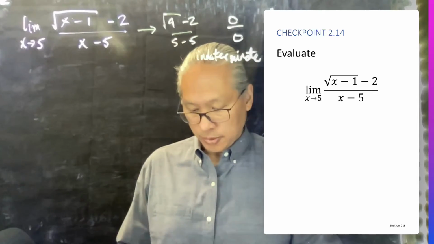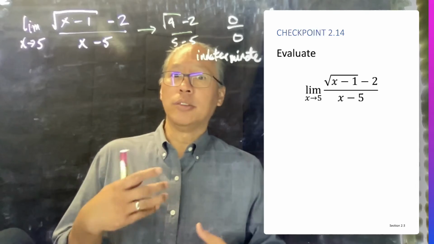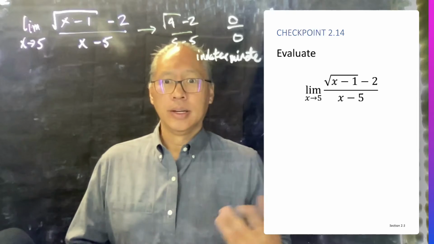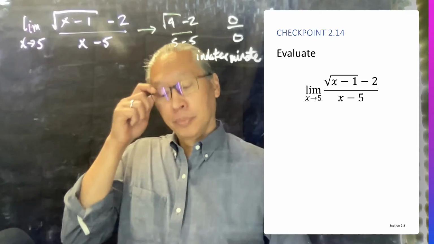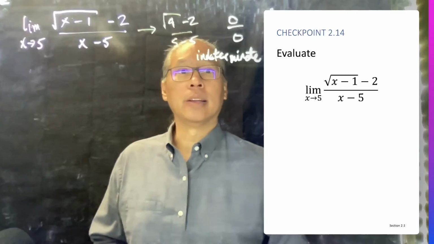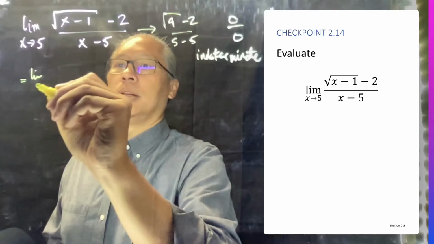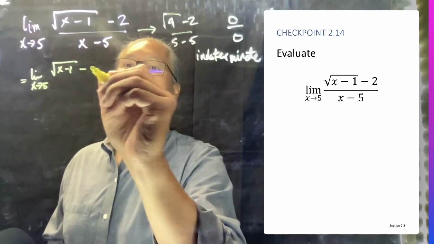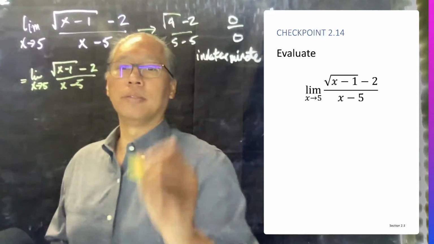And for indeterminate forms, we generally would see if we can do some algebra to get it out of this form, and to see if we can actually find a limit. And so for that, let's rewrite this whole thing over. This is going to be the limit as x approaches 5 of the square root of x minus 1, minus 2, divided by x minus 5.